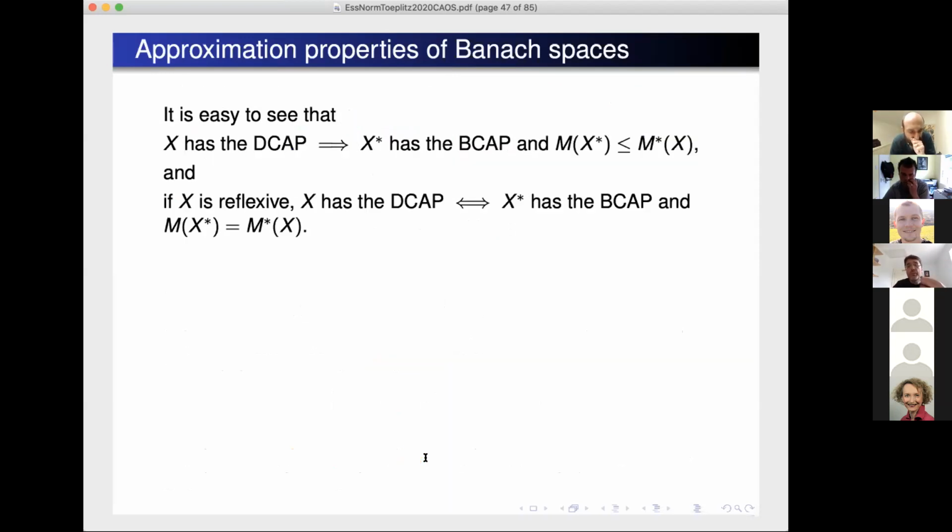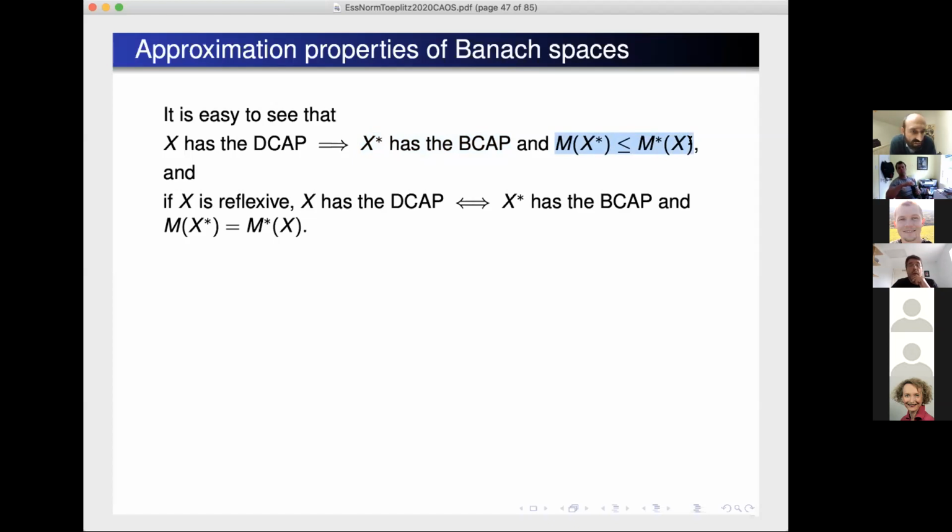So it's easy to say, as I kind of explained already, that saying that X has the dual compact approximation property is stronger than saying that X star has the bounded compact approximation property, because in the latter we take any compact operator on X star, while in the former we have the adjoint of a compact operator, which is a compact operator but maybe not an arbitrary compact operator. And obviously by the same logic you have the obvious estimate for those constants.